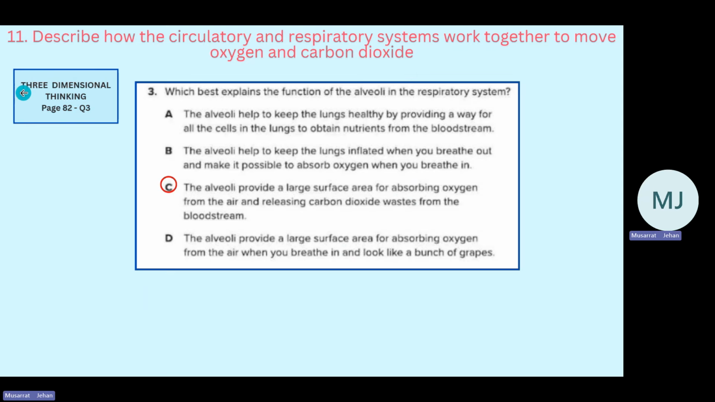Okay. Then there is a 3-dimensional thinking question, page number 82, question number 3. Which best explains the function of the alveoli in the respiratory system? Now, alveoli are small bags present in the respiratory system, and they are supplied with a lot of blood vessels. So when air enters the alveoli, exchange of gases takes place in the alveoli. They provide a large surface area so that oxygen can go into the blood and carbon dioxide can move from the blood to the outside.